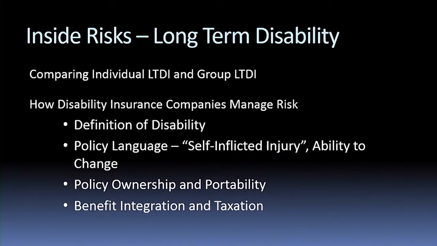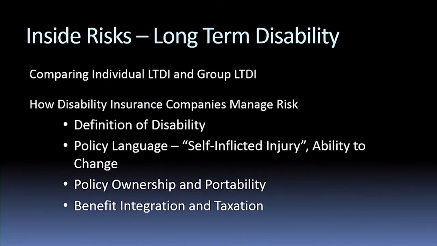So the way that they limit their risk in a group plan is with their definitions, the policy language, policy ownership, and benefit integration and taxation. Starting with the definition of disability. Most group plans state that if you can no longer work in any occupation, so if you're 100% totally disabled from any occupation at all, we'll pay out. If you can work 20% of the time flipping burgers at McDonald's, we won't pay you anything. So it's an all or nothing policy, and the policy language, a couple of things to touch on there.